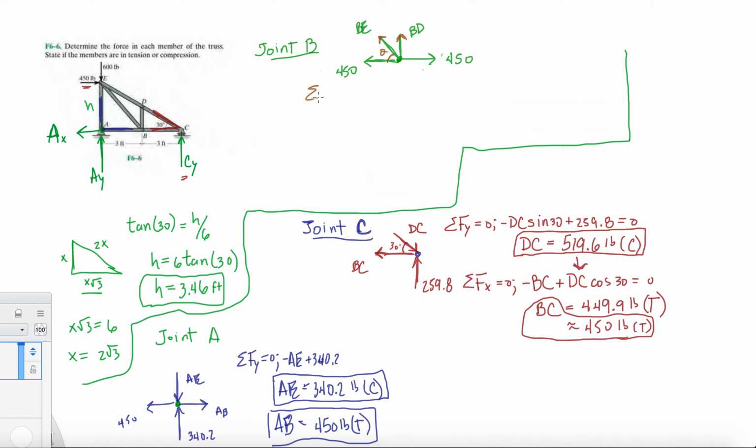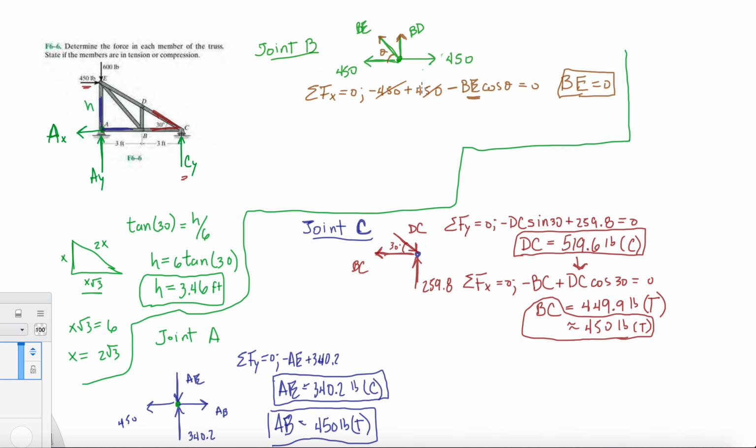All right, so if I say the sum of forces in x equals 0, I have minus 450 plus 450, or I guess minus the x component of BE. So it'll be BE cos theta equals 0. These two add up to 0, and that makes BE equal 0, if you just analyze this. So we know that from this, BE is equal to 0.